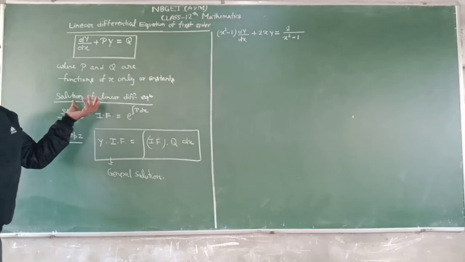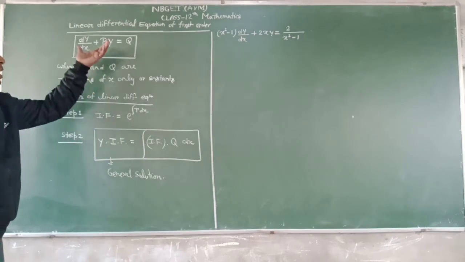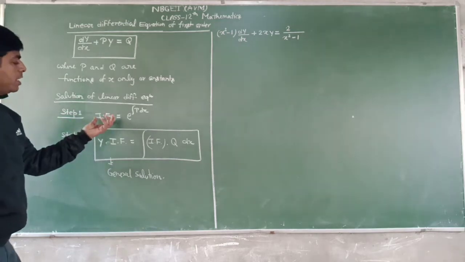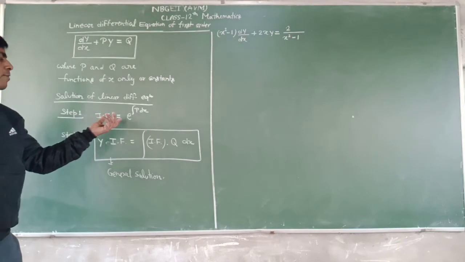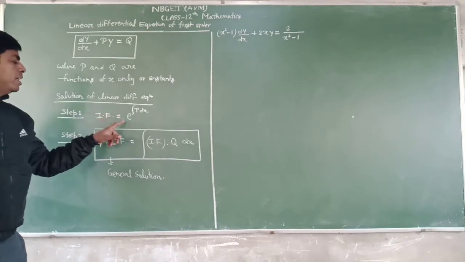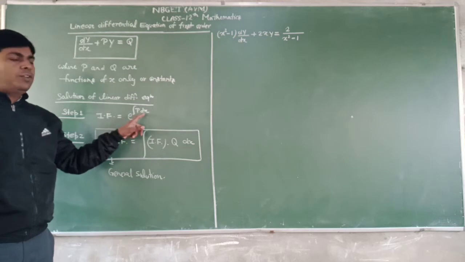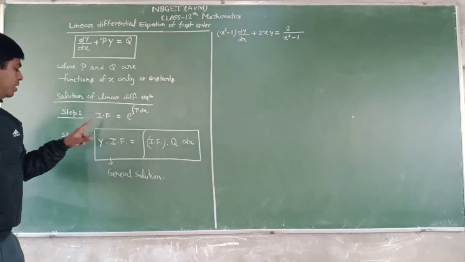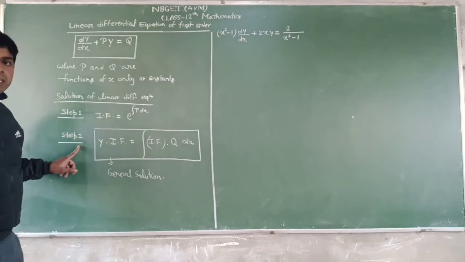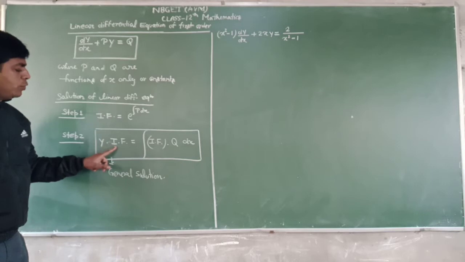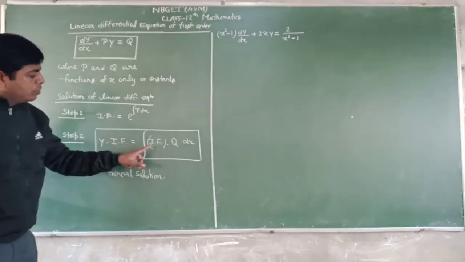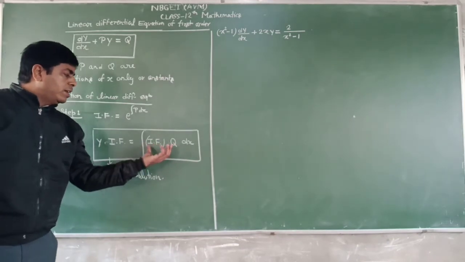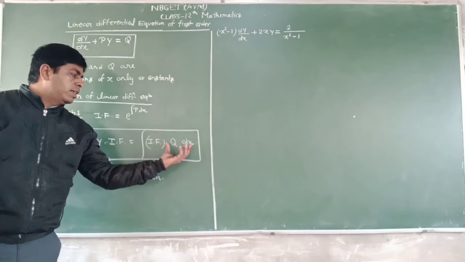Now move on to the solution of a differential equation which is linear. We have to follow two steps. In the first step, we find the integrating factor, and the integrating factor is equal to e to the power integration of P dx. After finding the integrating factor, we apply the second step, that is, y into integrating factor is equal to integration of integrating factor into Q with respect to x.